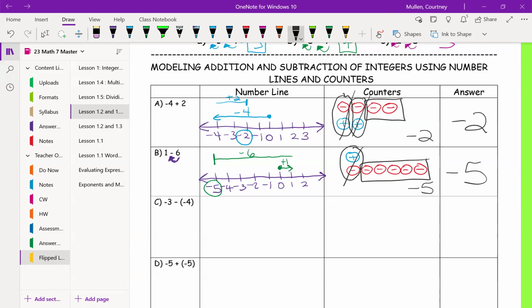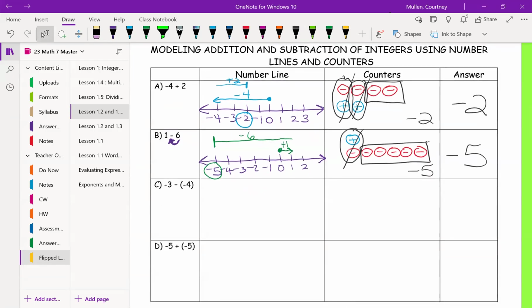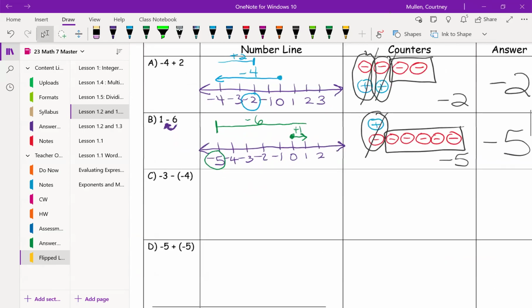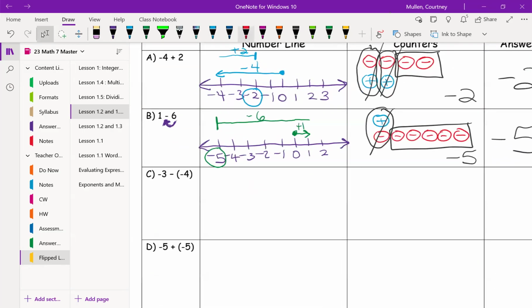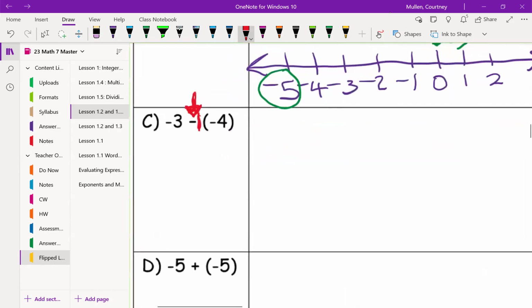Now on examples C and D, we encounter something that I call a double sign. You see 2 signs touching each other with no number in between. So what that really means, this negative sign right here is really a -1. So that -1 is being multiplied by the -4. So according to order of operations, we have to do that multiplication first. So we're going to pretend that that -3 isn't there, and we're going to deal with the multiplication first. Well, what's -1 times -4? It's positive 4.